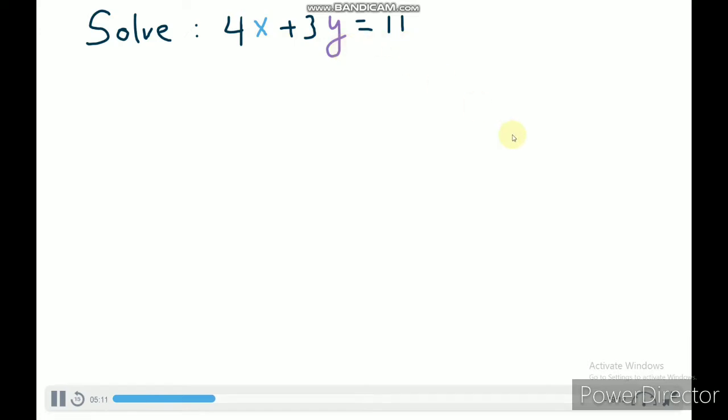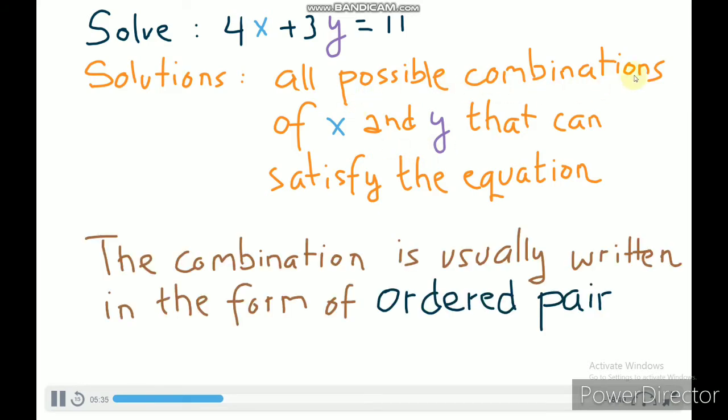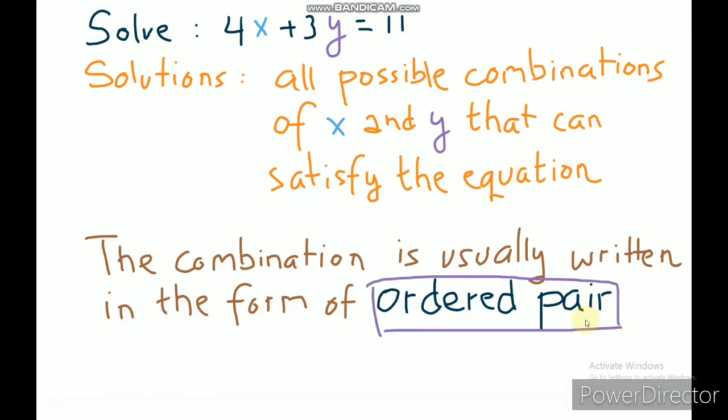Now, based on the definition, let's go back to what our objective is. Our objective is to find all solutions, which is all possible combinations of x and y that can satisfy the equation. So now you cannot present only one value of x or only one value of y as the solution. No, the combinations between x and y. The combination is usually written in the form of an ordered pair. This is important. This is a new term, or maybe you are familiar with it, but I will be using this term often.